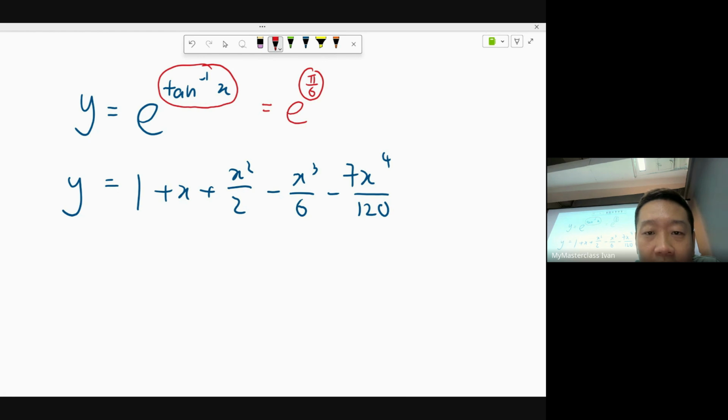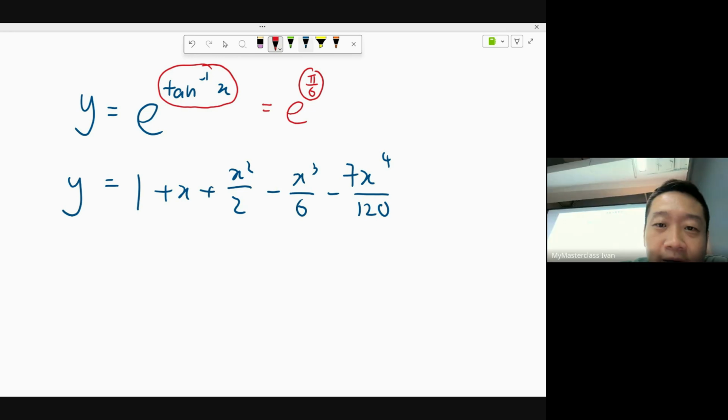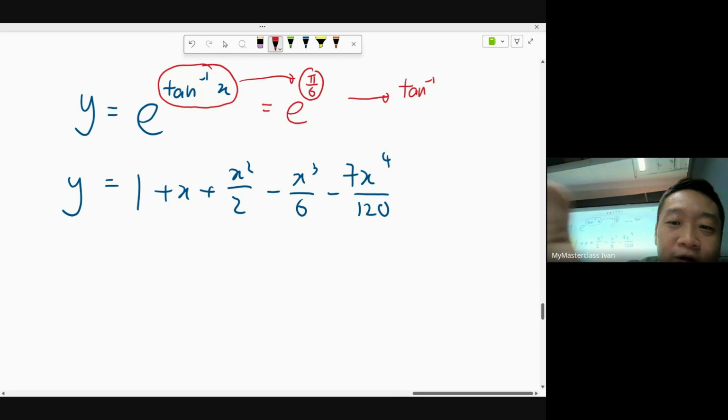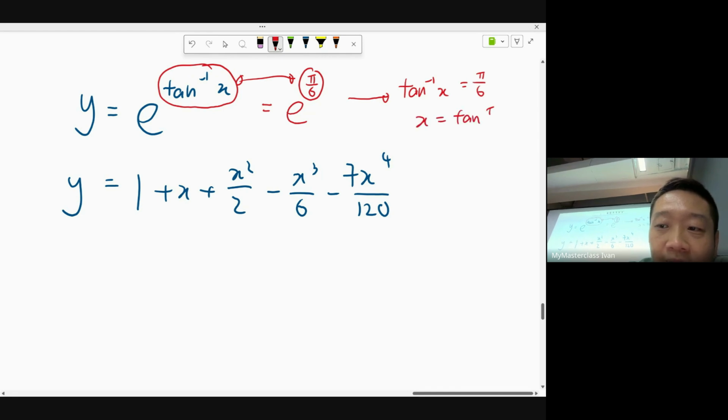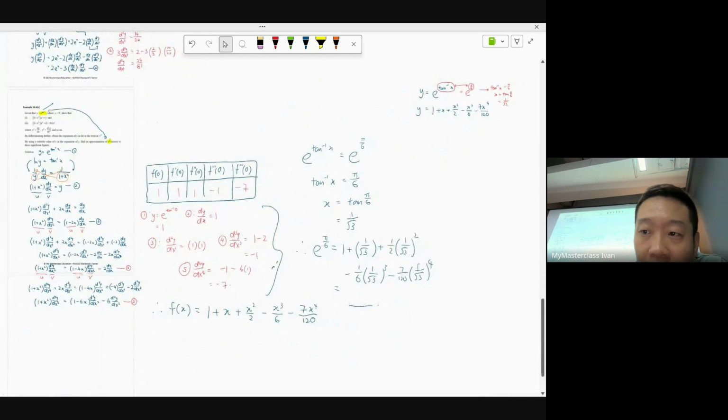Right or not? Approximation doesn't just mean sub x. Yes, it is sub x, but what is your value of x? Tangent inverse x is pi over 6. It's not that x is pi over 6, you know. Because the question starts with e power tangent inverse x, that's why they ask you to do this long thing. They want you to relate this to that. Then very obvious, this is pi over 6, then x is tangent pi over 6, and x is 1 over root 3. Understand? Then you put it inside and you can get the final answer. Yeah, I understand. Okay, you can go.